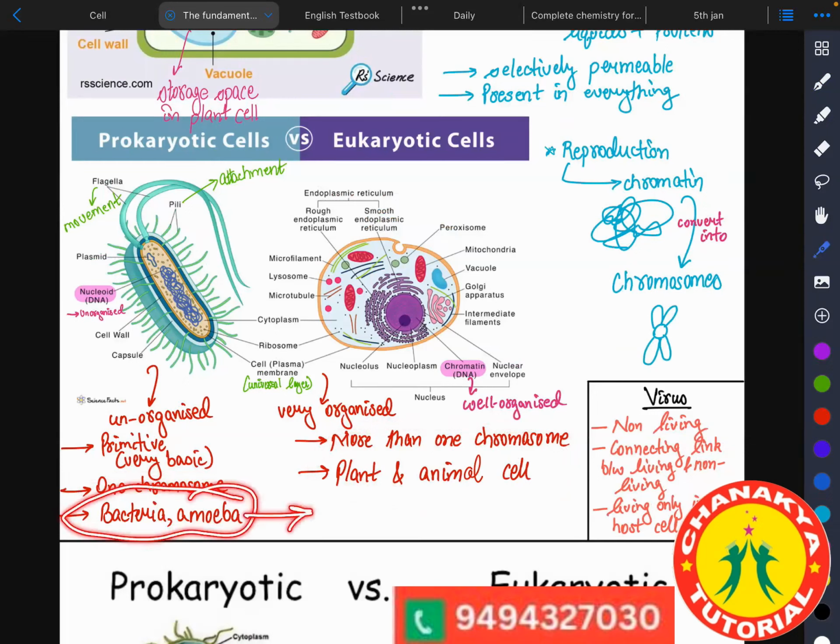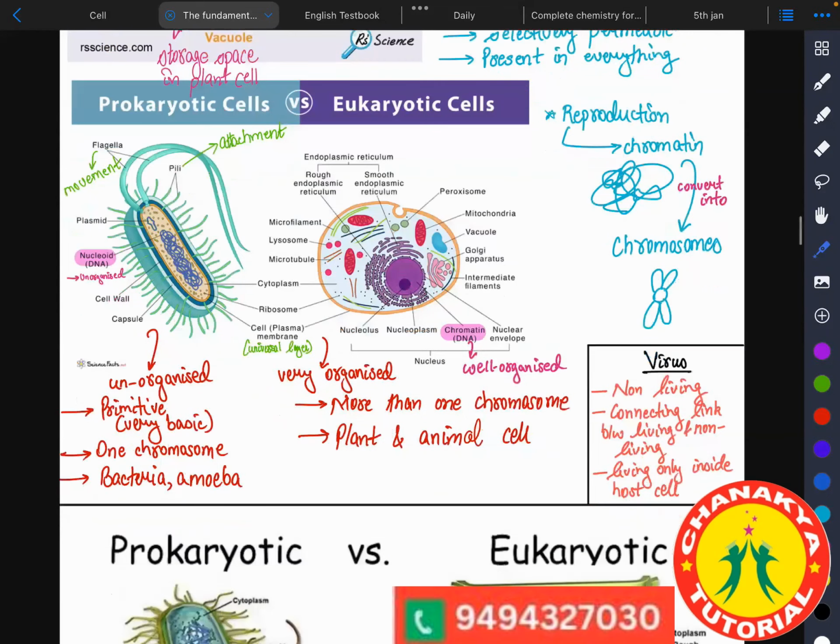Because prokaryotes are mainly present in unicellular organisms only, whereas eukaryotes are mainly present in multicellular ones. They are present in some unicellular also, but mostly they are present in multicellular.